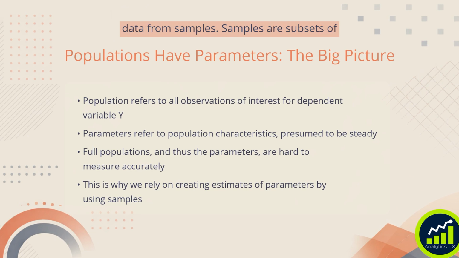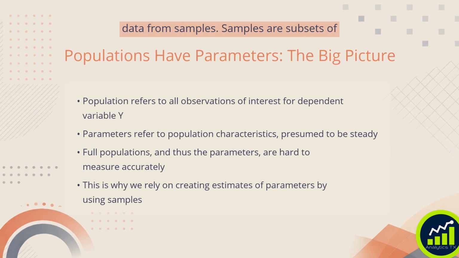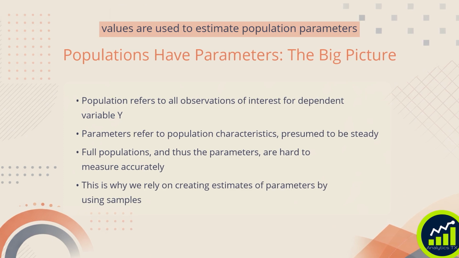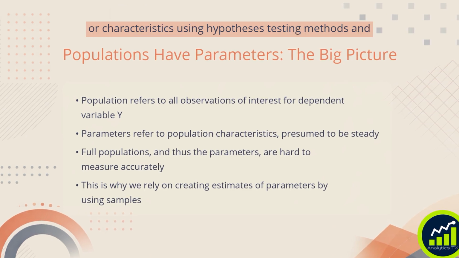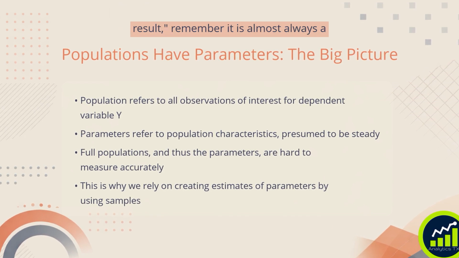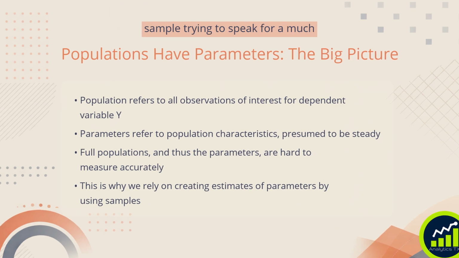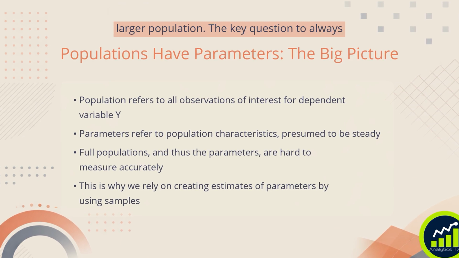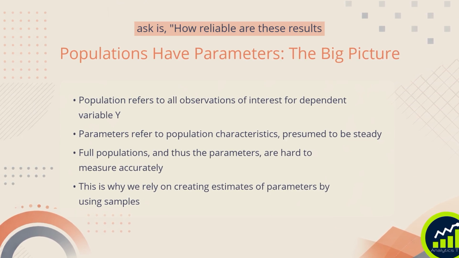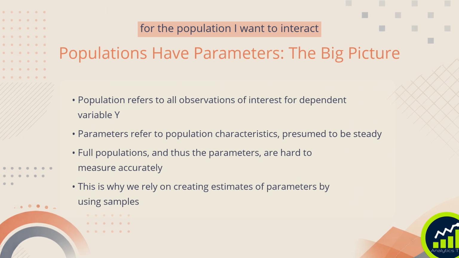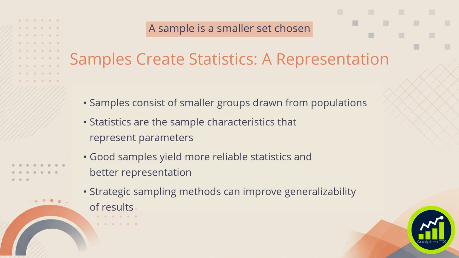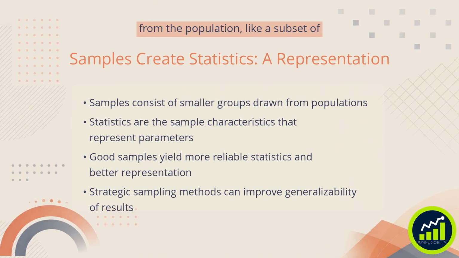This is why we collect data from samples. Samples are subsets of the population and provide measurable values. These values are used to estimate population parameters, or characteristics, using hypothesis testing methods and models. So whenever you see a study result, remember it is almost always a sample, trying to speak for a much larger population. The key question to always ask is, how reliable are these results for the population I want to interact with?